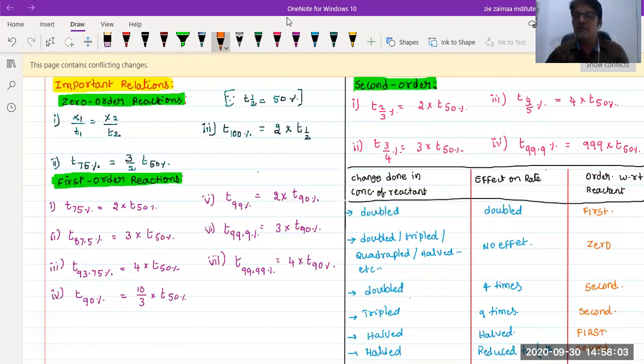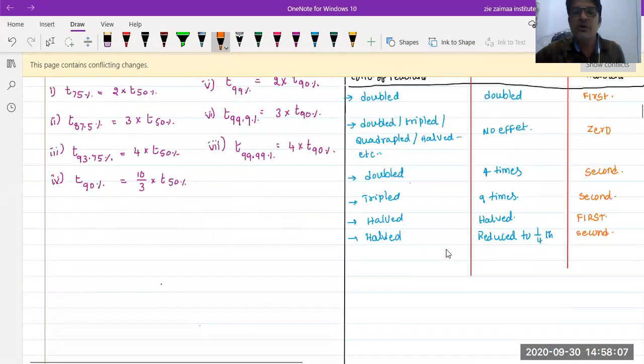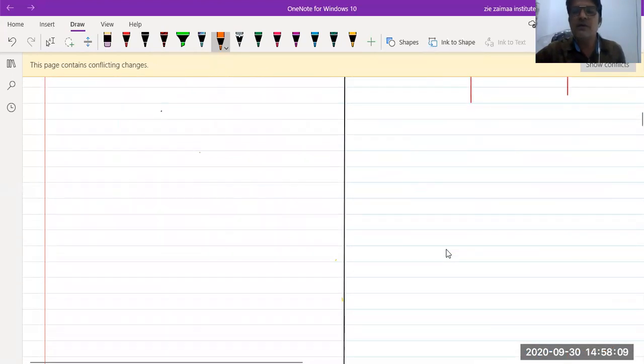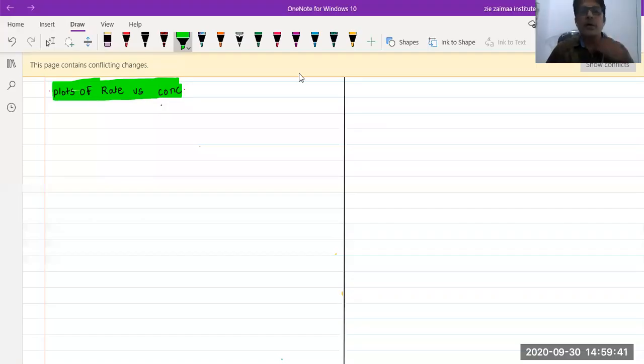Okay, in the next page I'm going to give some graph-related topics. Now we are going to learn the plots, meaning the graphs, of rate versus concentration. Here we are going to learn the graphs between what? Rate and concentration.